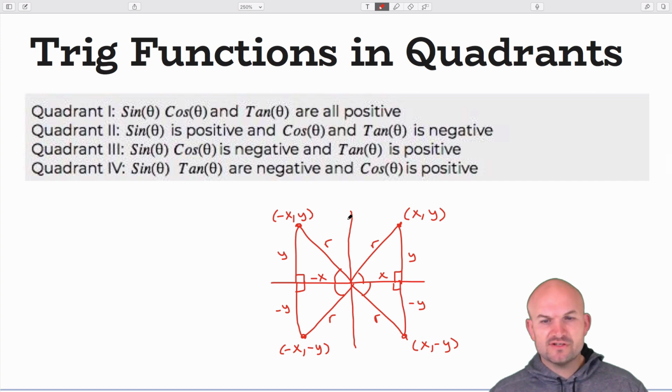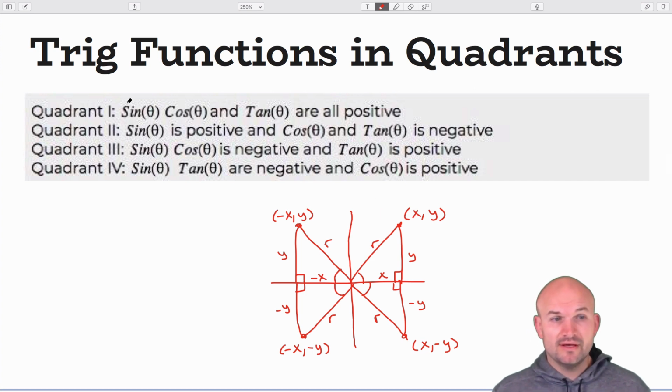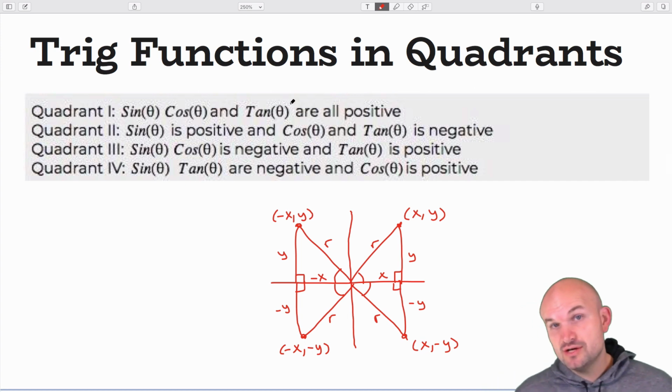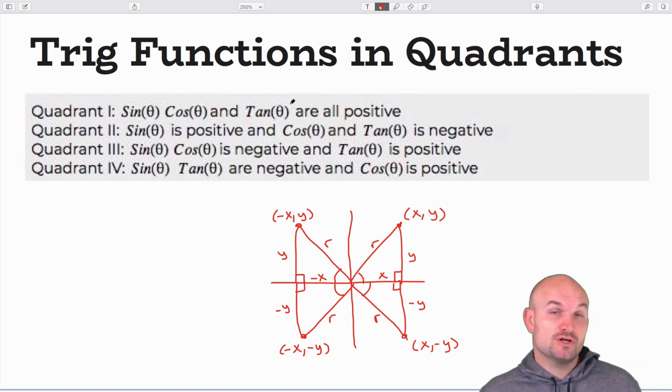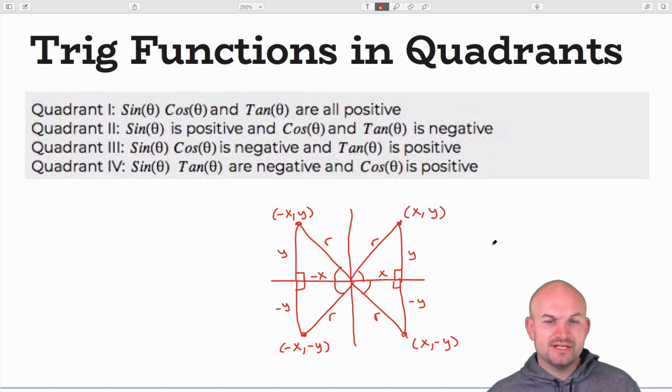You can notice that in the first quadrant, since x and y are always positive, the sine, cosine, and tangent are always going to be positive. In addition, if sine, cosine, and tangent are positive, therefore cosecant, secant, and cotangent are positive. So I didn't even write them in there because we now already know that the reciprocals are also going to be positive.